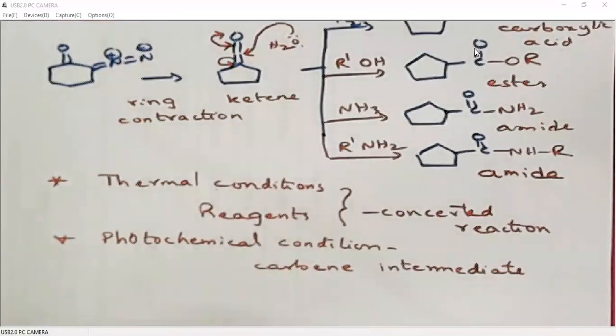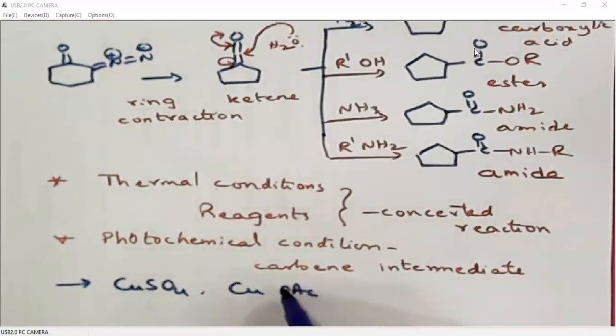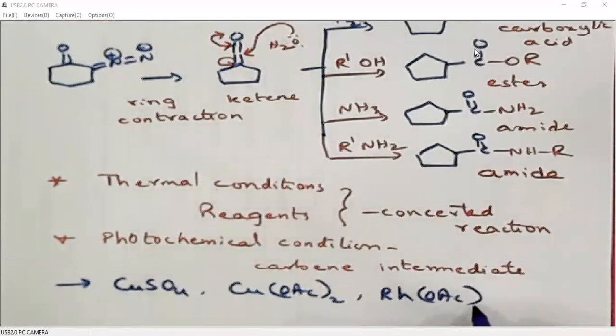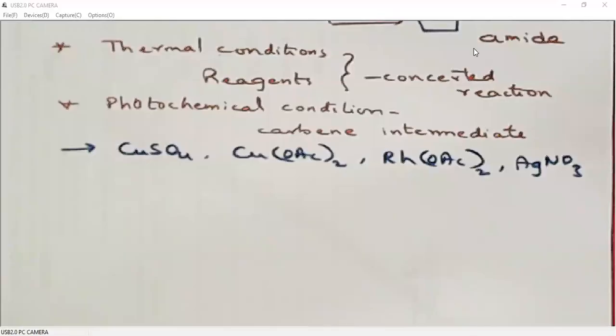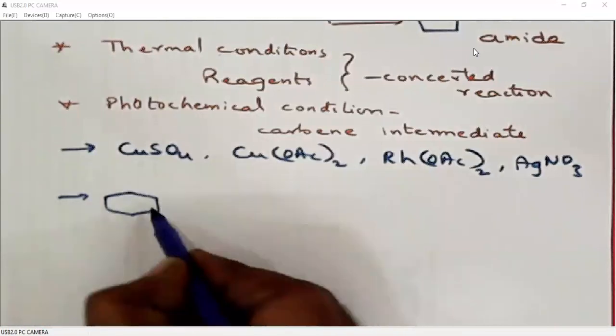What are the different reagents that we can use for Wolff rearrangement? We can use copper sulfate, copper acetate, rhodium acetate, silver nitrate, some silver reagents. Similar to these reagents, we can apply in Wolff rearrangements. I'll give you two examples for this.